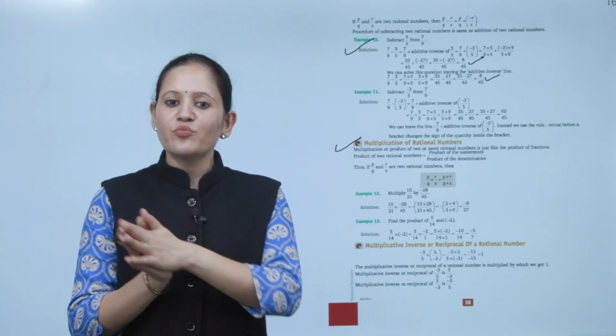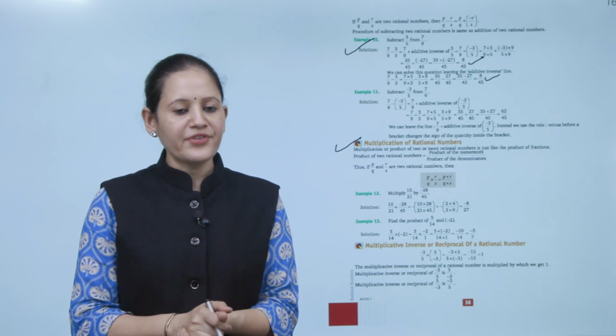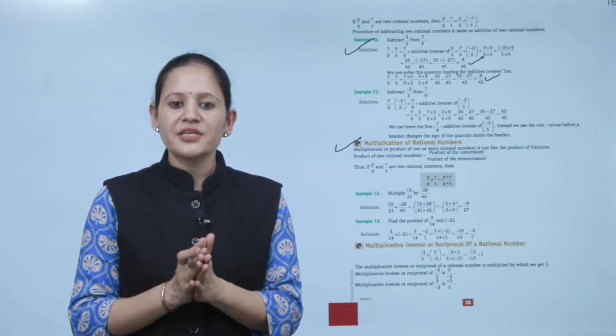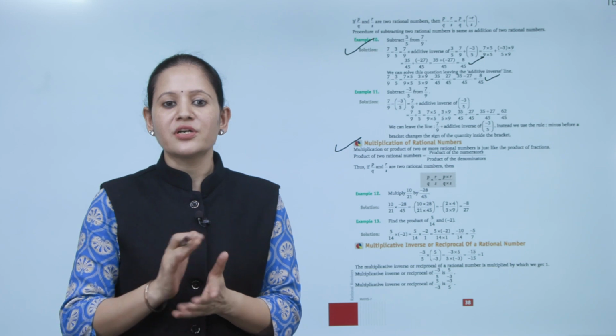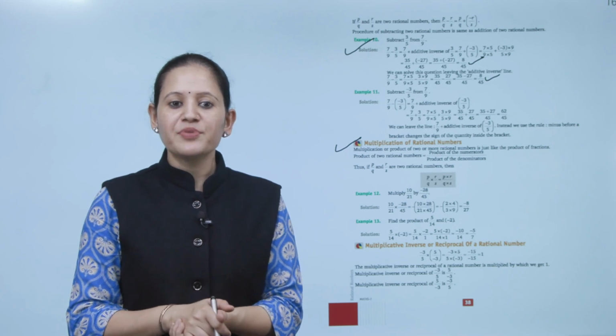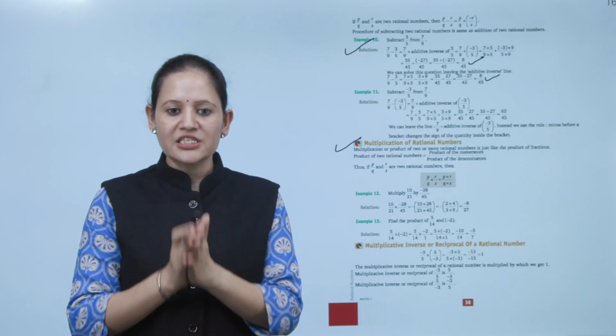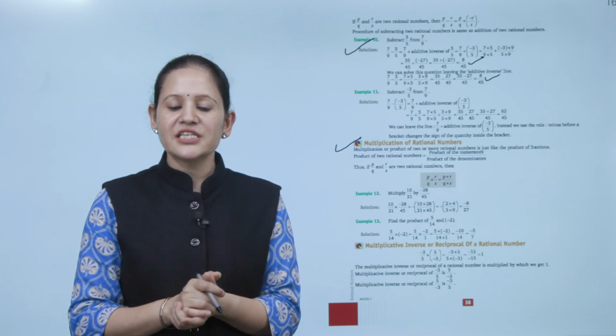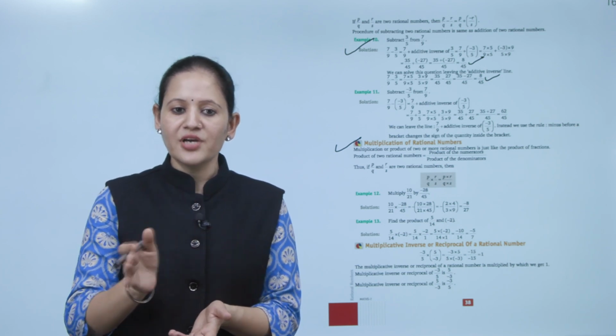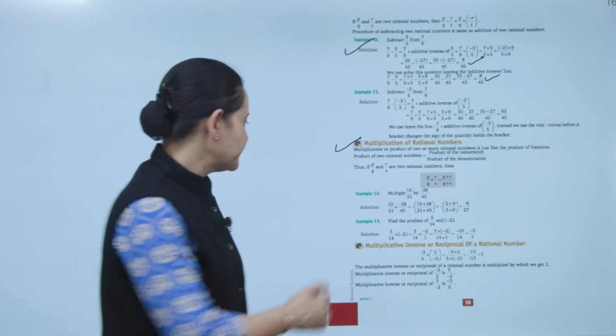The product of two or more rational numbers is just like the product of fractions. The product of two rational numbers is equal to the product of numerators upon the product of denominators. Thus, if p upon q and r upon s are two rational numbers, then p upon q into r upon s is equal to p into r upon q into s. Example लेते हैं.